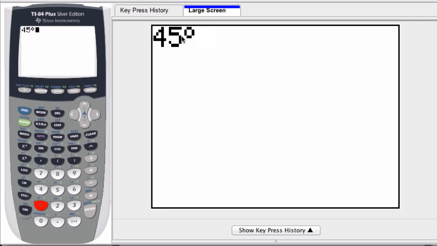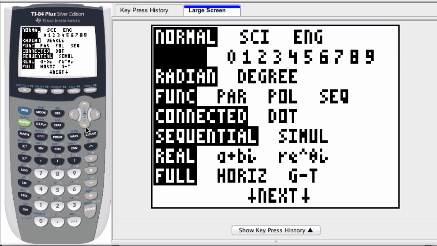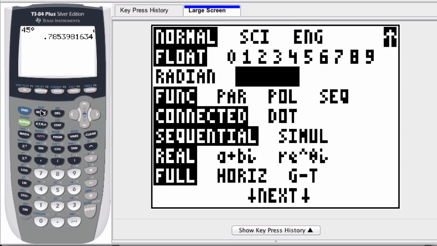But remember, you're in radian mode. So if you press enter, you'll automatically convert to radians. So here we have a conversion from degrees to radians. And if you go to your mode and switch this process to degree, you can actually do the reverse.